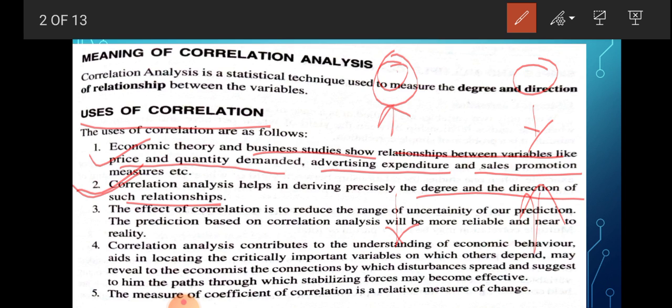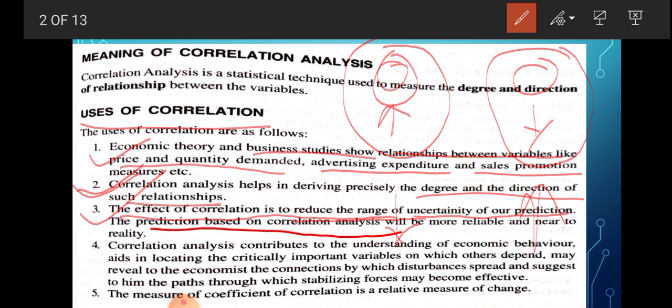The effect of correlation is to reduce the range of uncertainty. So if there is a rise in the number of workers, then there is a decrease; it will take fewer days to complete a work. So the effect of correlation is to reduce the range. The third point is the effect of correlation is to reduce the range of uncertainty in our prediction. The prediction based on correlation analysis will be more reliable and near to reality. Meaning if we make a prediction with the help of correlation, then it will be more realistic, more perfect in comparison to any other method through which we do prediction.